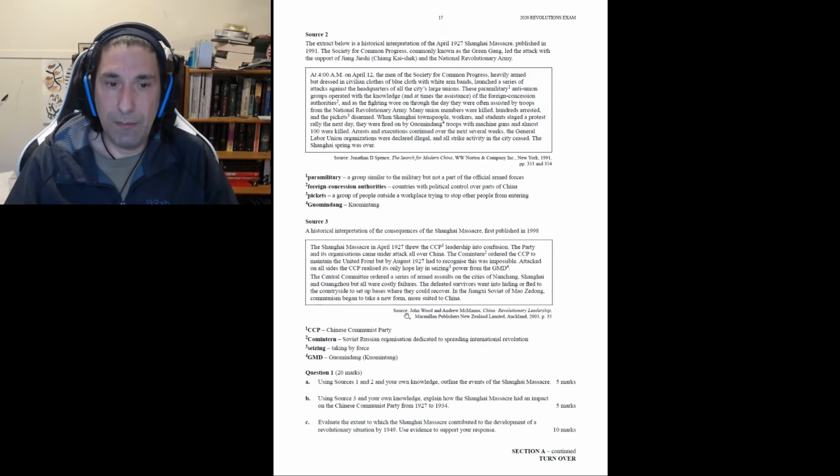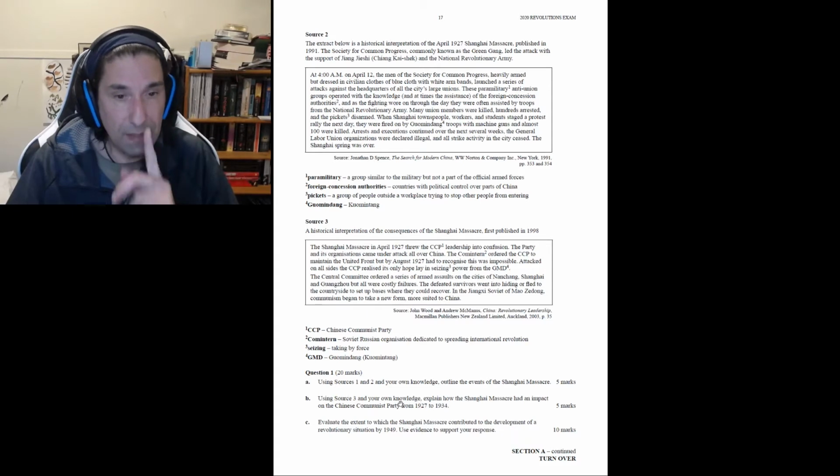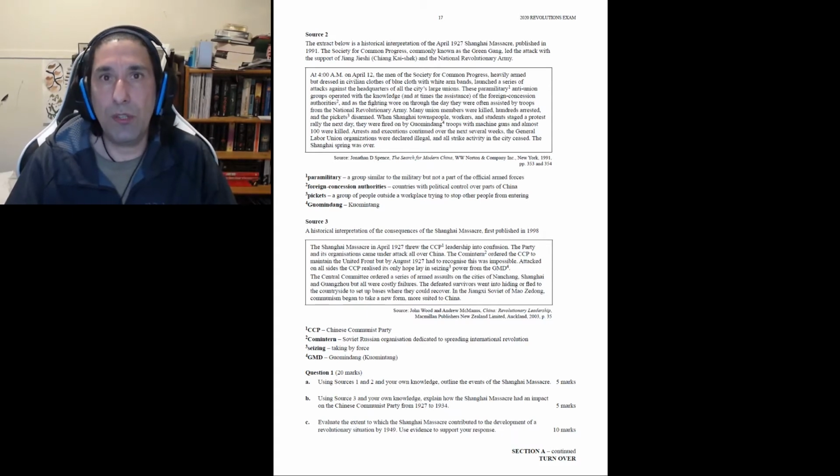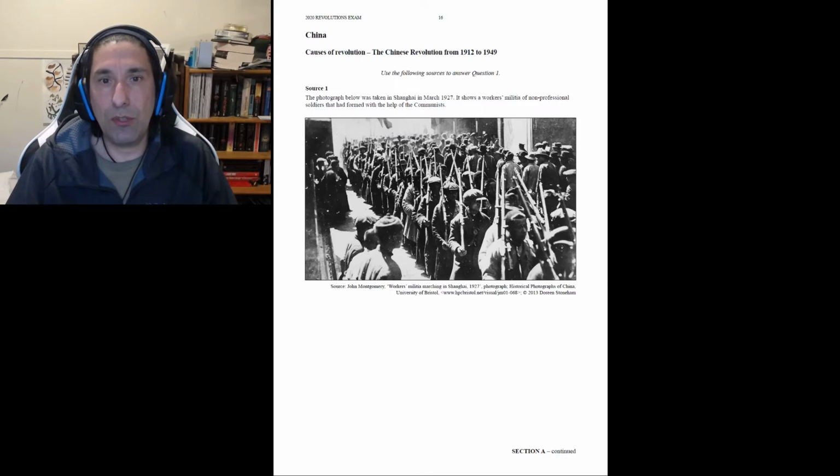Then, going back down here, you can see A, B, and C. So the format is the same as it was for the Russian Revolution source analysis questions. Exactly the same. Marks are the same as well, and the time that you would devote to these questions is exactly the same as what you would have devoted for those questions in the corresponding Russian Revolution Section A, Part 1.